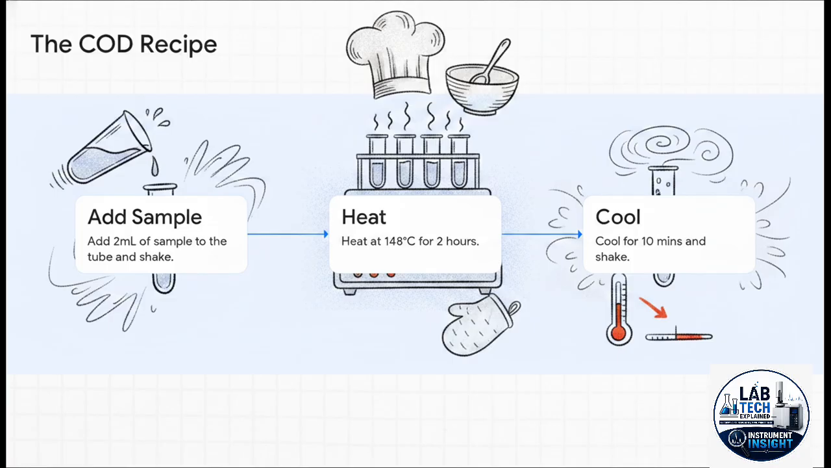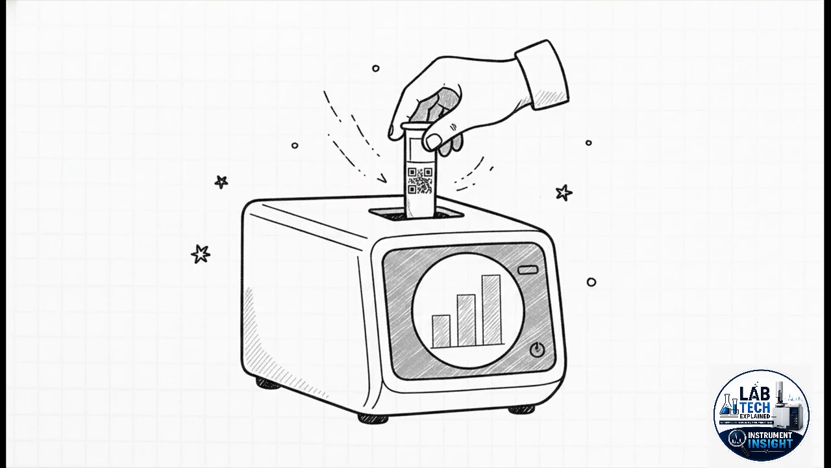Finally, you take it out, let it cool down for 10 minutes, give it another shake to clear any residue off the glass, and let it return to room temp. That's it. The invisible chemistry has officially happened. And this brilliantly illustrates the final payoff. You just wipe that cooled tube clean and simply drop it right into the Nanocolor photometer.